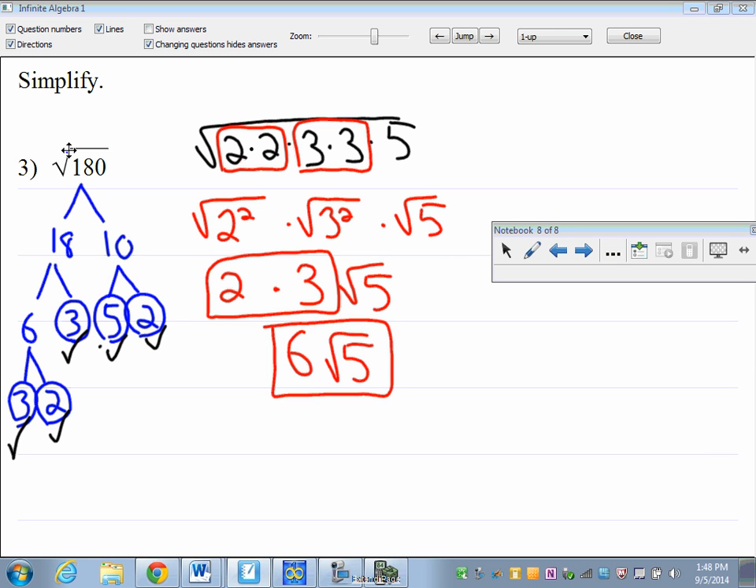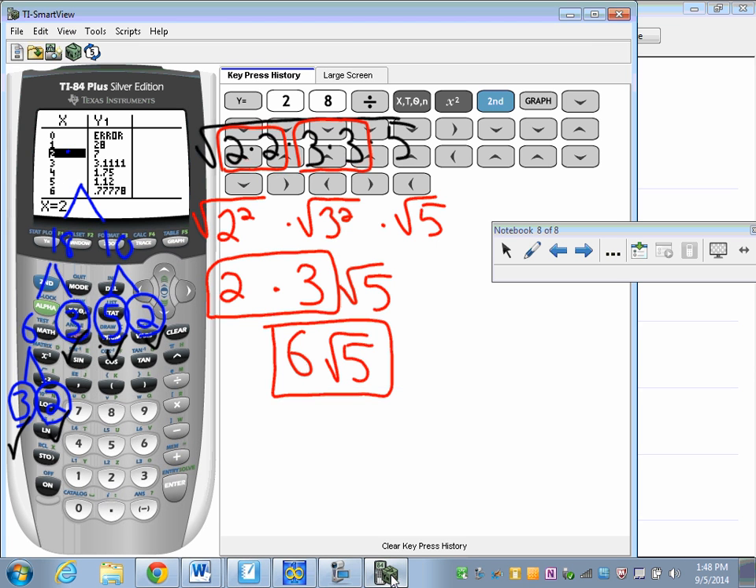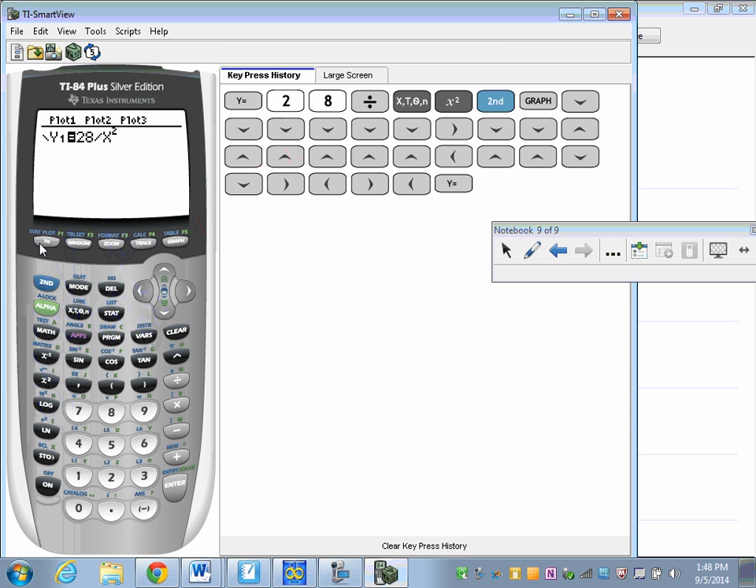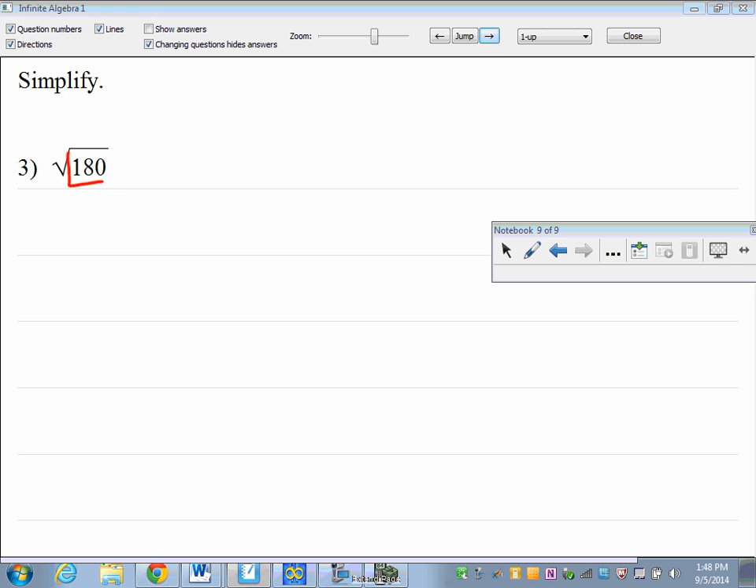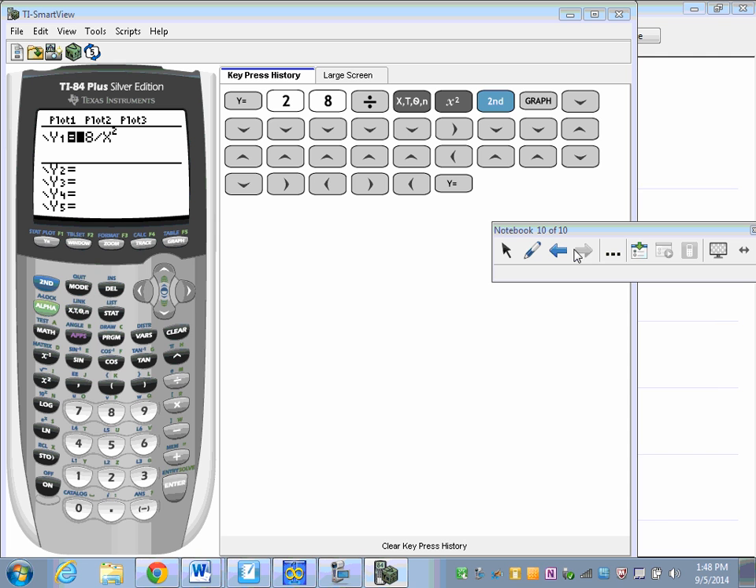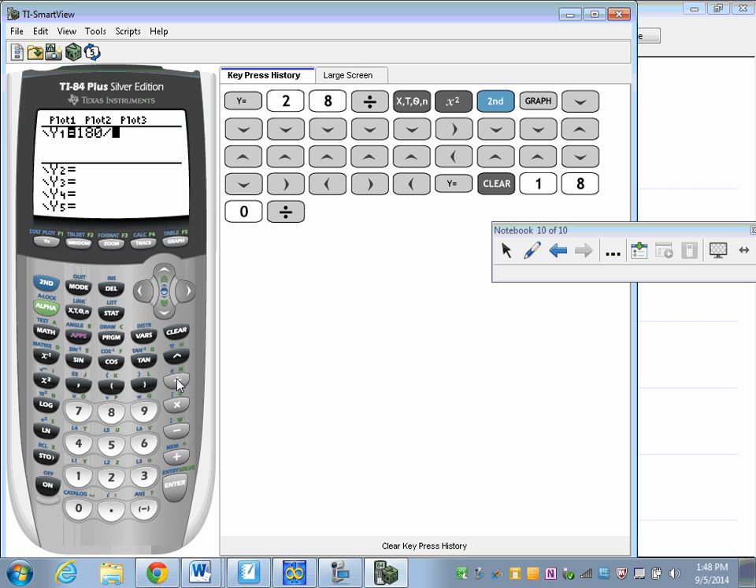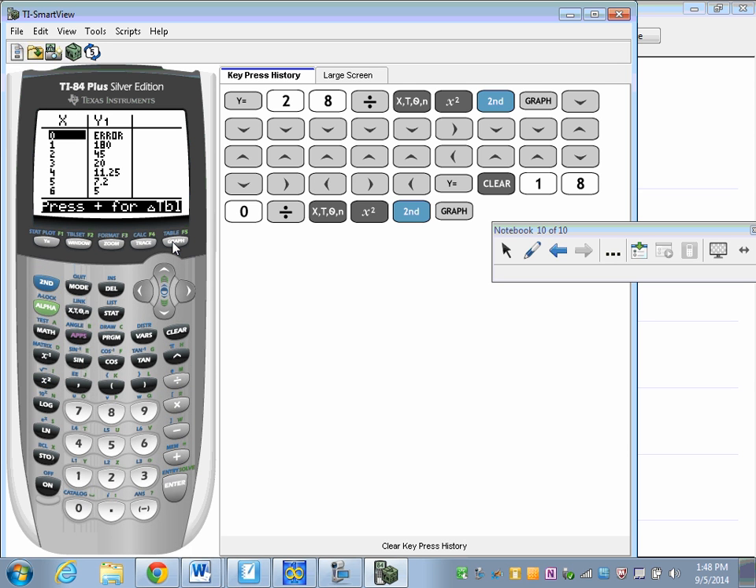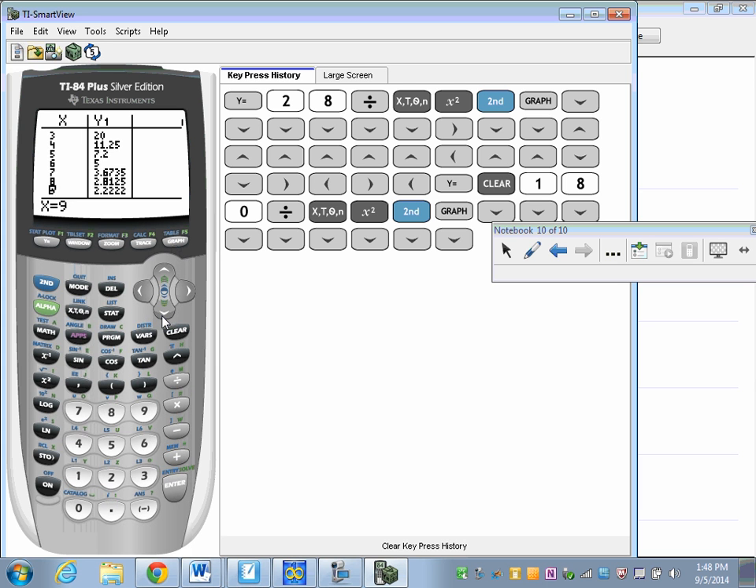Let's try that method that you might have thought was a little bit tedious with the calculator now. So again, the steps were, I went to y equals, and I put the number that was underneath the square root in first, so it's 180. So it's going to be 180 divided by x squared. And again, I go to second graph, and it brings up a table. I'm going to go as far down in y1 until I have the last whole number.